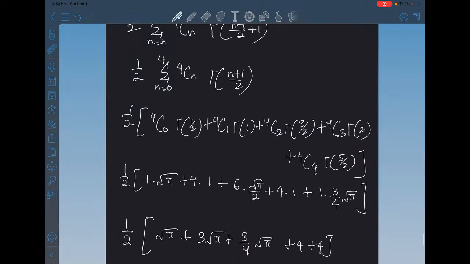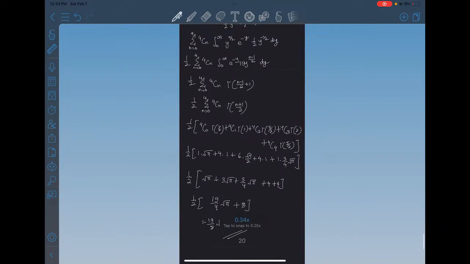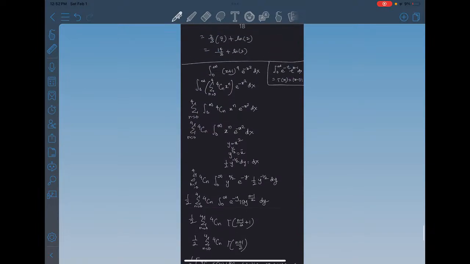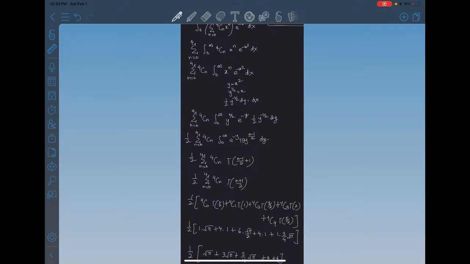Okay, so which step? Over here. From where should I explain it? From where?